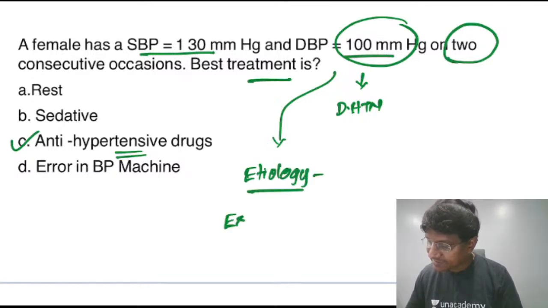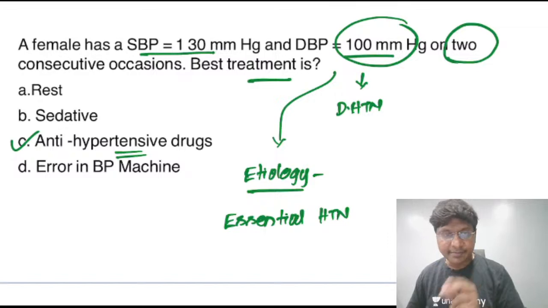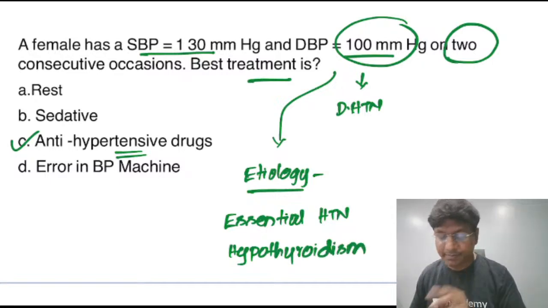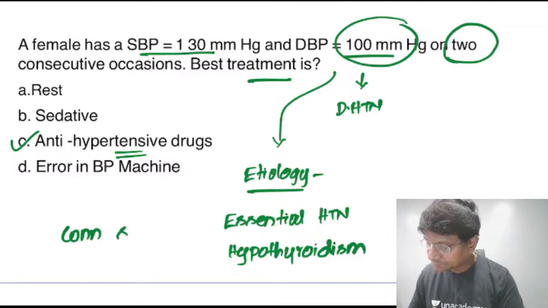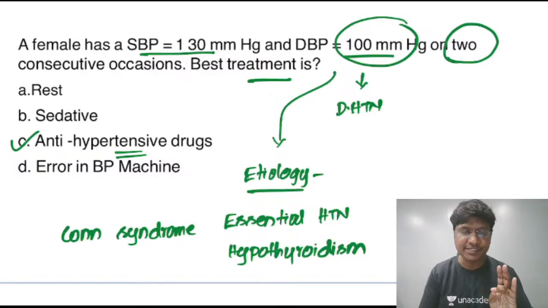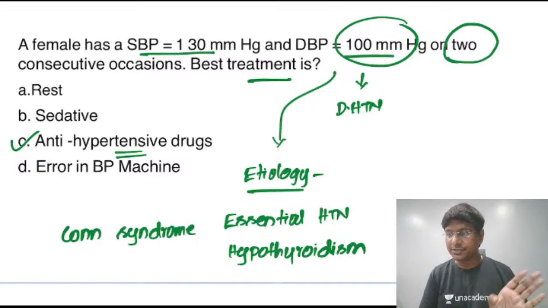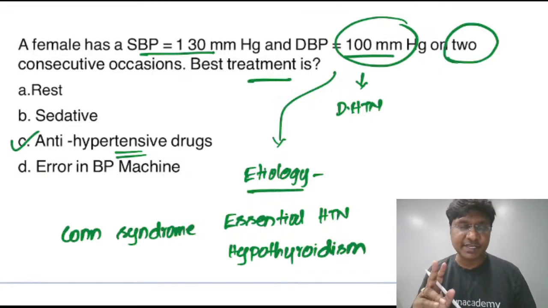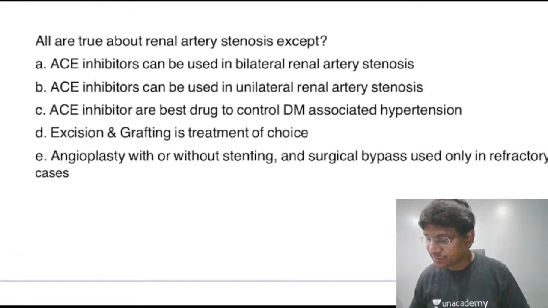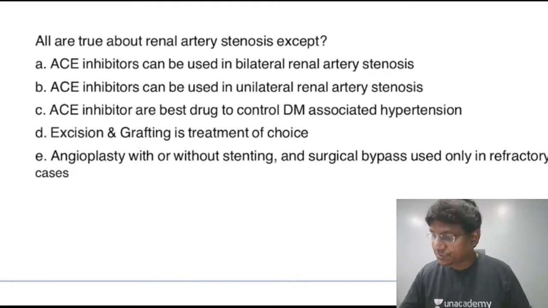Number 1, it will be essential hypertension. Number 2, hypothyroidism. Number 3, Conn syndrome. So these are the 3 conditions where you will have diastolic hypertension: essential hypertension, hypothyroidism, and the Conn syndrome. Now, because the patient is having diastolic hypertension on 2 occasions, definitely you need to start the antihypertensive drug without any doubt. Next question you see.